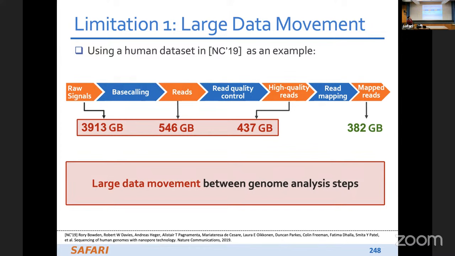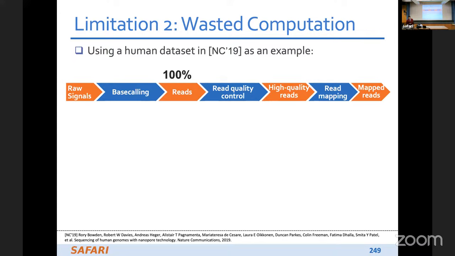So the second observation is: all right, we're moving lots of data, but are they really useful? I mean, we're moving them, but are we really using them? The answer is no. So assume that we start with 100% of the reads after base calling. I would even tell you that this is not even the 100%, because some of these reads actually are not going to end up base called, right?